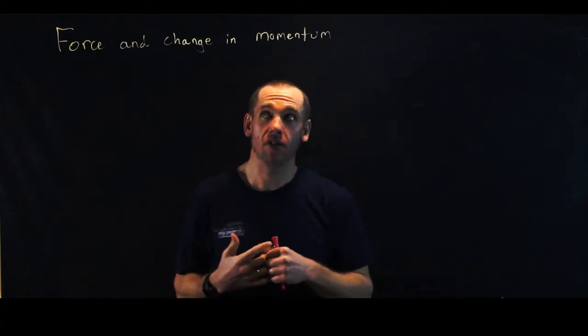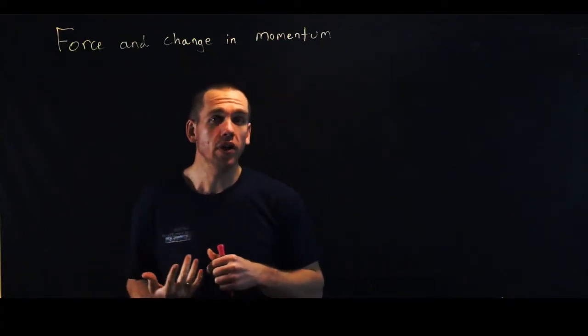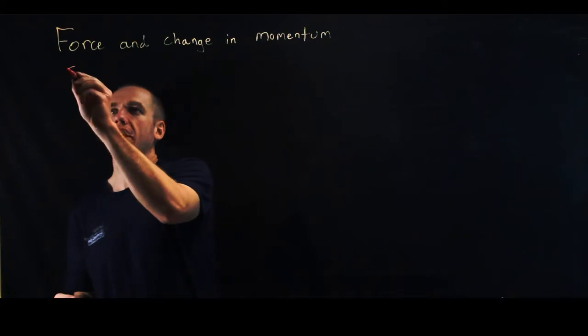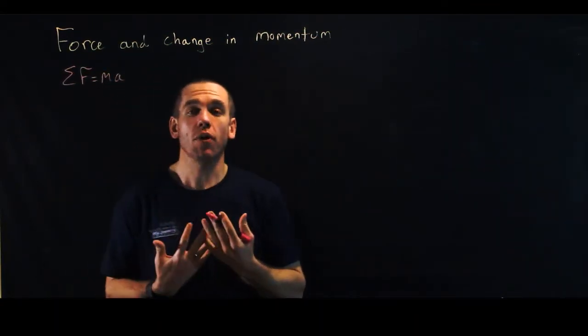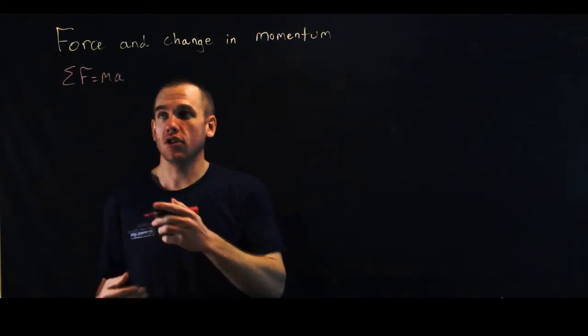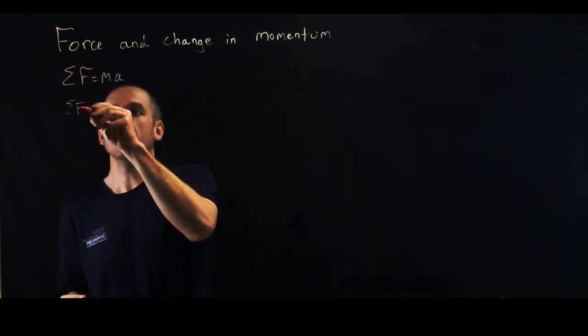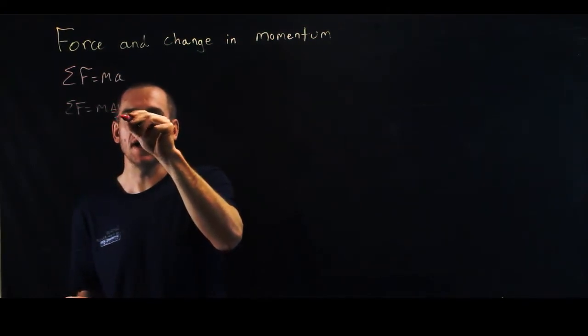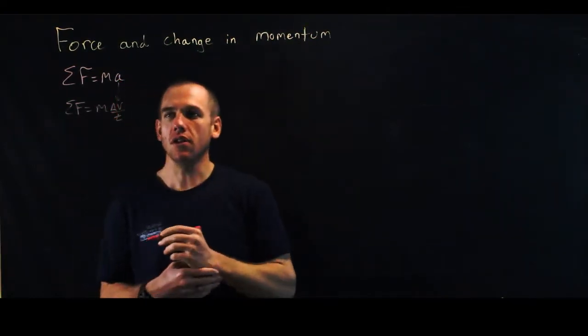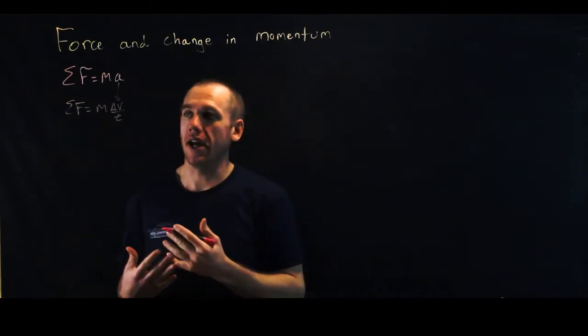In this lesson, we're going to take a look at force and change in momentum. We know from Newton's second law that net force is equal to mass times acceleration. But we also know acceleration is just rate of change of velocity. So we could say net force is equal to mass times change in velocity divided by time. We just replaced acceleration with change in velocity divided by time.